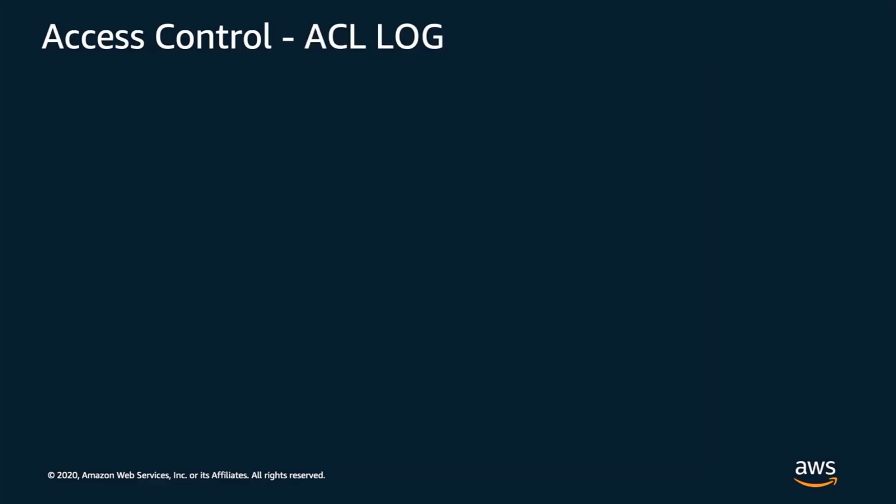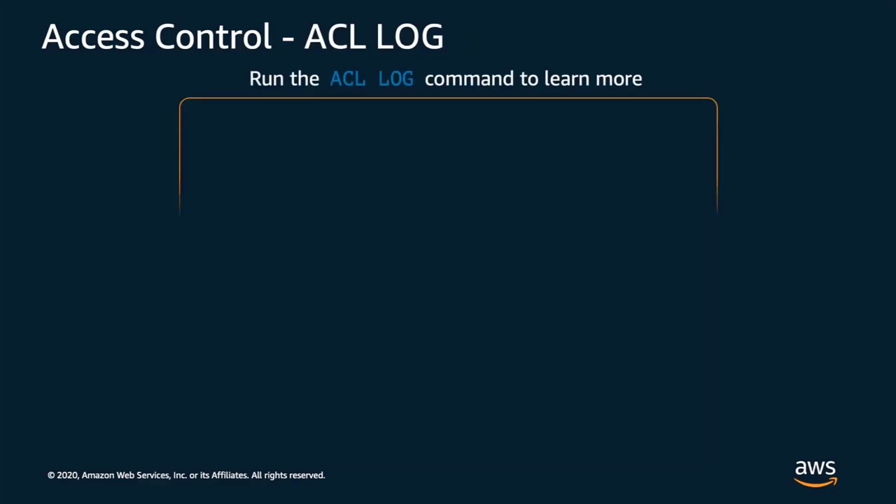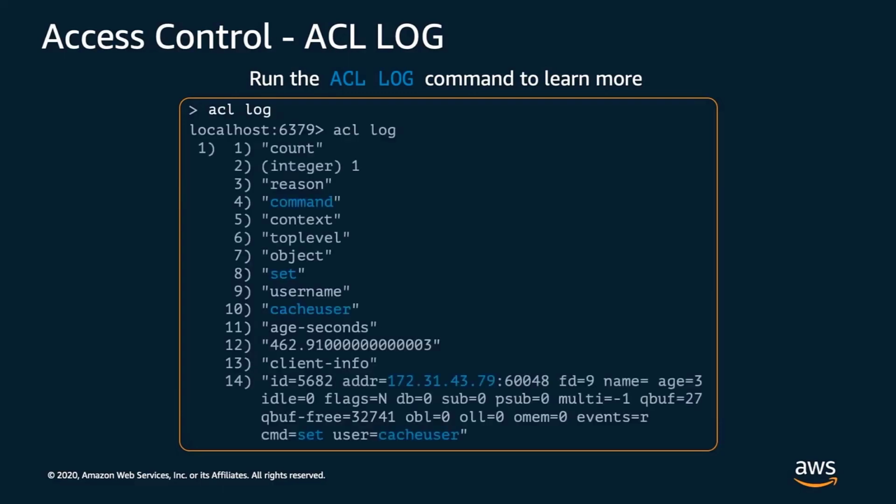So to get more information, I can go into ElastiCache for Redis and run the ACL LOG command to find out more. And here I've highlighted a few lines of the output, and you can see this cache user tried to run the set command, and they were connected from IP address 172.31.43.79.